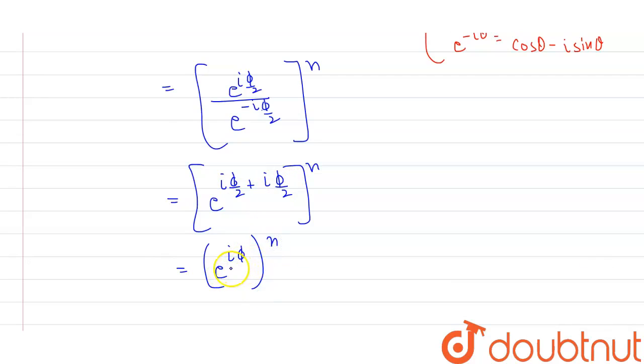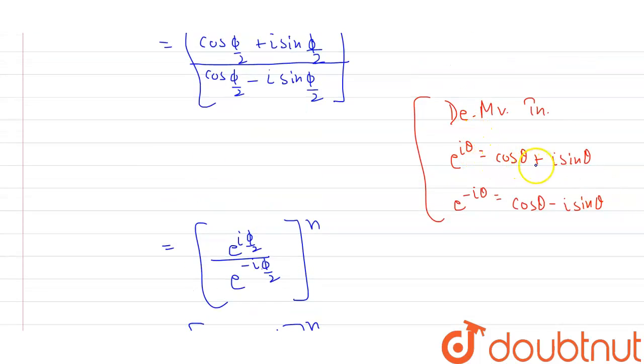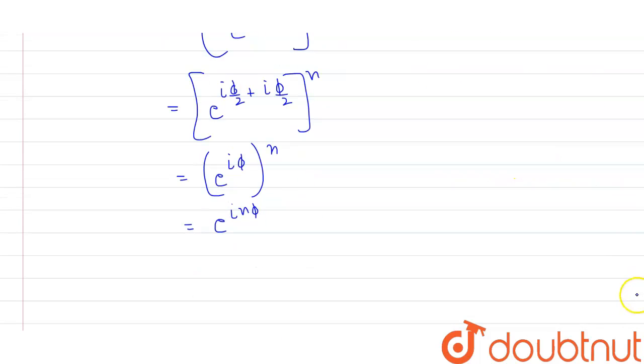Again using de Moivre's theorem on this left term, I can reduce it into this form, e to the power i n phi. Now I can write this using de Moivre's theorem in terms of e to the power i theta equals cos theta plus i sin theta, and here theta is n phi. So this will become e to the power i n phi, which can be written as cos of n phi plus i sin of n phi.